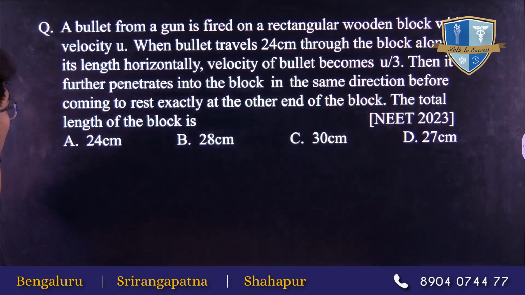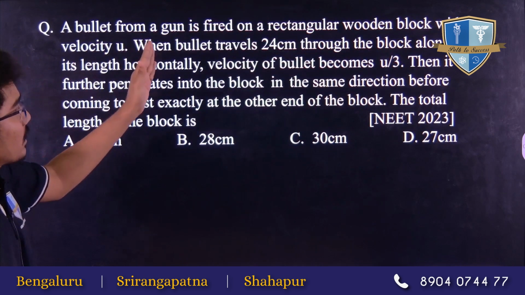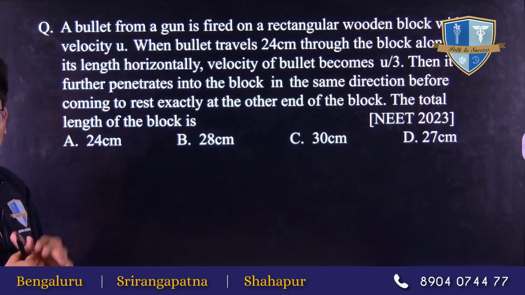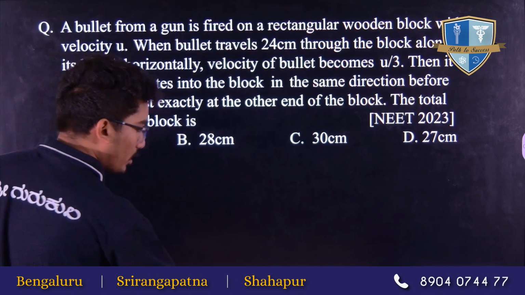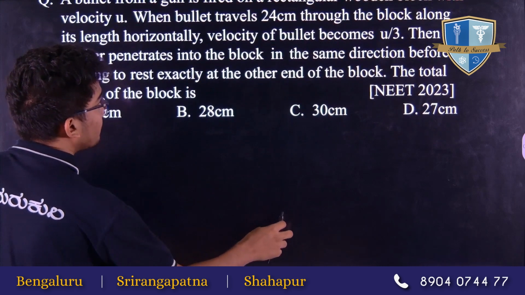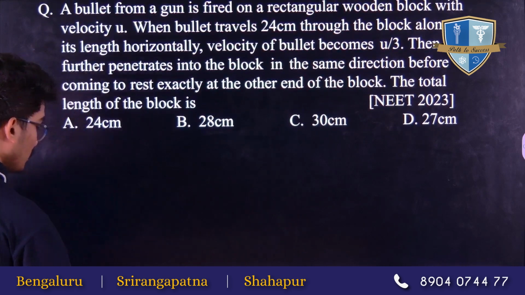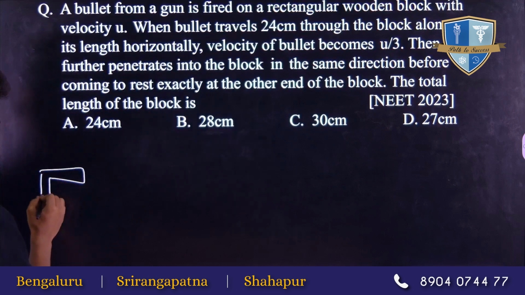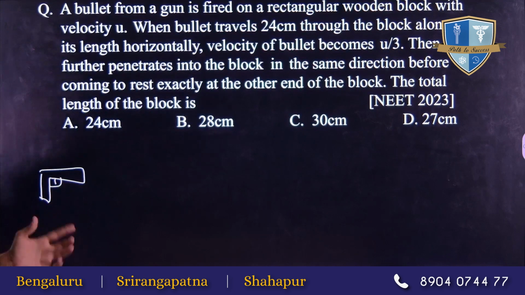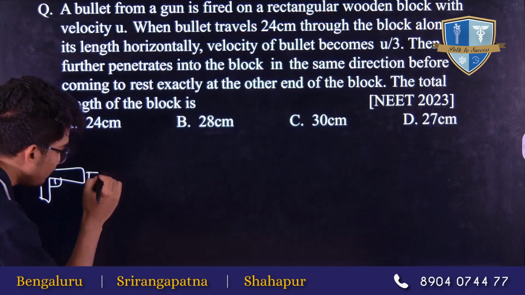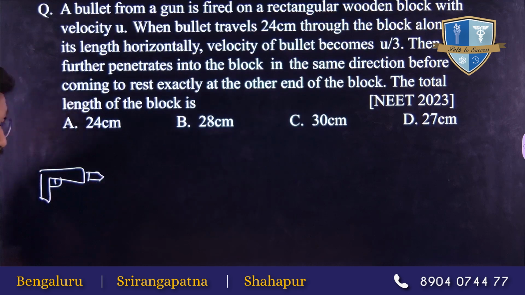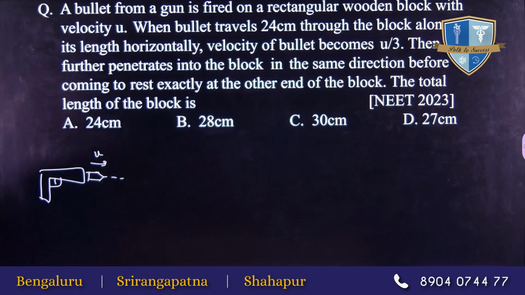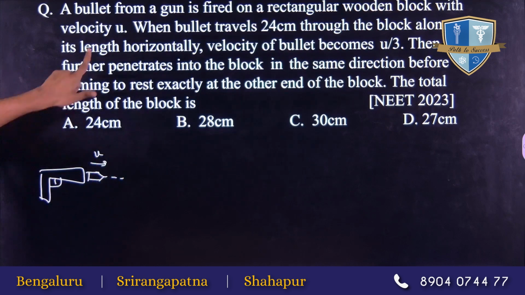In this question we have a bullet from a gun fired on a rectangular wooden block with velocity u. So while reading the question, what we will do? We will try to make the diagram. From this question we understood we have a gun, not very beautiful, but it is a gun, correct? And this is the bullet, moving with the velocity u, correct? So this is what we understood with the first statement.